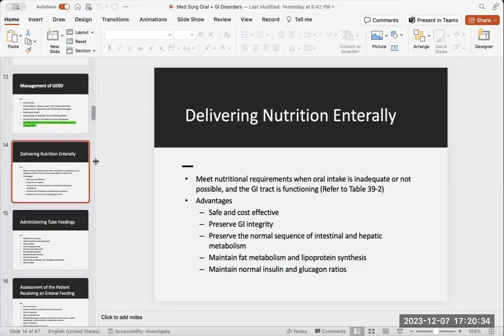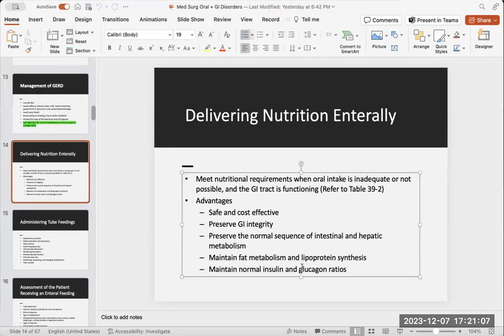Okay, so another really, really common GI thing, not necessarily a disorder, but something that we do, is enteral nutrition. Now, enteral usually means that you're going into the stomach to give them food. This might be a patient who's comatose or can't tolerate foods on their own, so they have to get nutrition somehow, and this is how they get it.